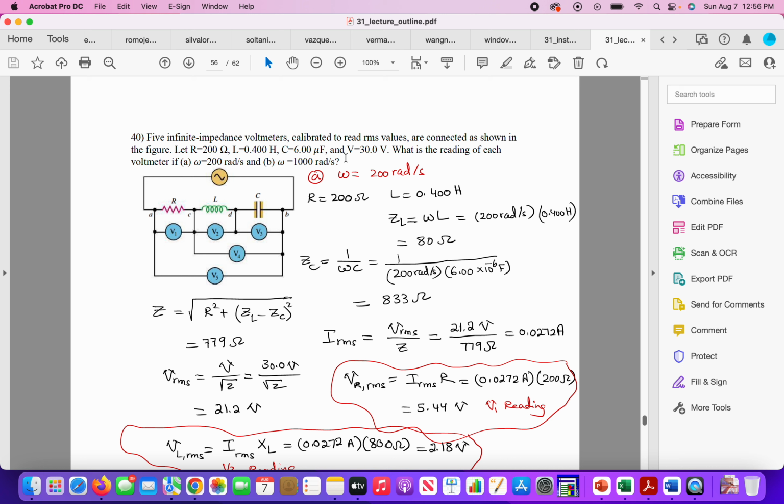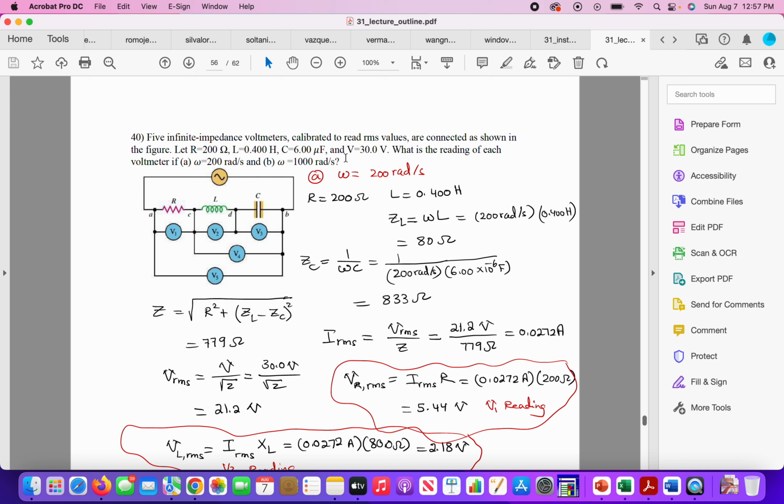Let's start with 5 infinite impedance voltmeters. This is to tell you that they are ideal voltmeters. They have very high resistance, so that they will be able to measure the voltage. Calibrated to read RMS values, they are connected as shown in the figure. Let R equal 200 ohms, L equal 0.4 henries, C equal 6 microfarads, and V equal 30 volts. What is the reading of each voltmeter if omega is 200 radians per second?